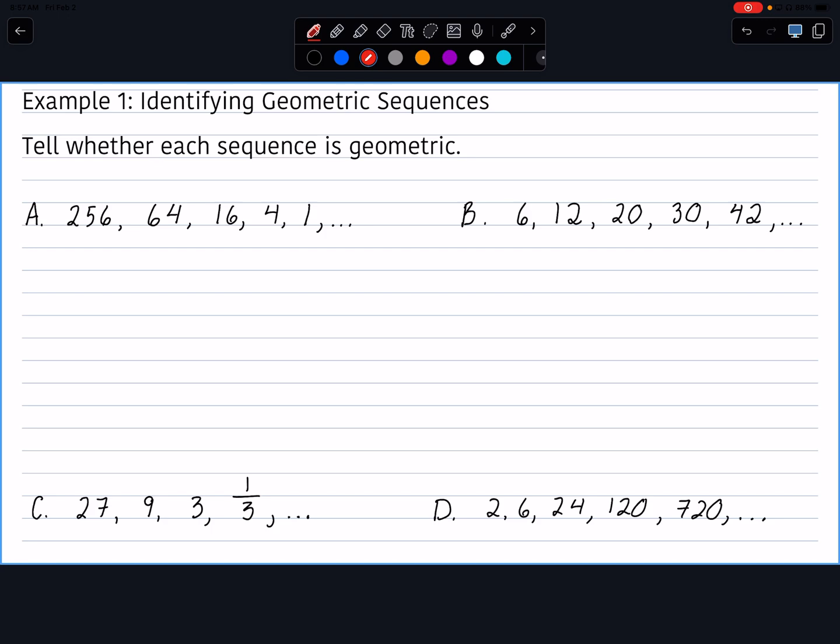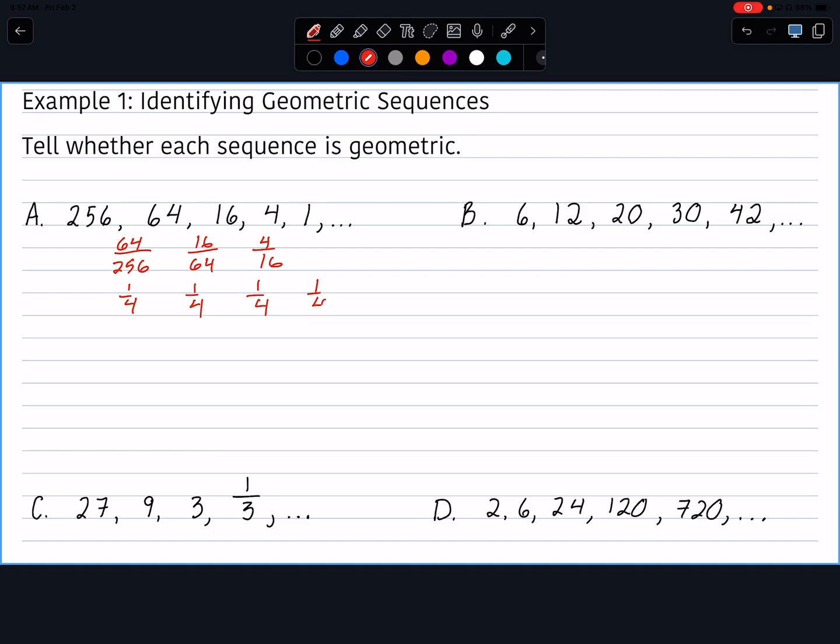So in this first one, I'm going to take 64 divided by 256. I'm just going to reduce that. That's 1/4. Now I'm going to check. What I want to happen as I go through is I want each pair to work like that. So now I'm going to take 16 and divide it by 64. That's 1/4. You can kind of see what I'm going to do now. Now I'm going to take 4 divided by 16, that's 1/4. Obviously, I'm going to take 1 divided by 4, that's 1/4.